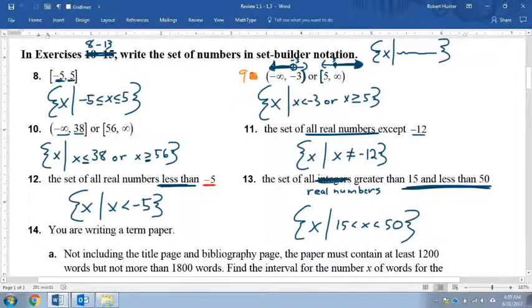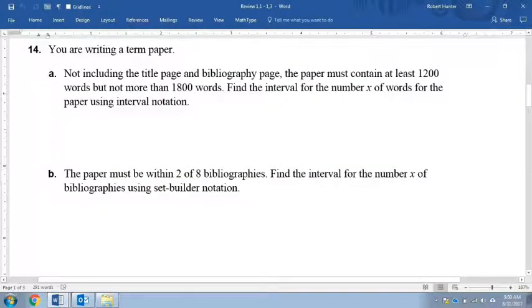All right, then number 14, let me pause and slide down. Not including the title page. You're writing a term paper, not including the title and bibliography. The paper must contain at least 1,200 words but no more than 1,800 words. Find the interval for the number x of words for the paper using interval notation.